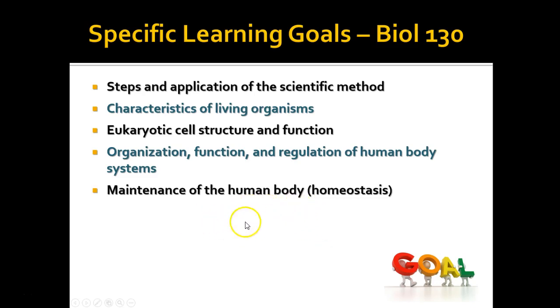Included in that is going to be something we call homeostasis, which is maintaining the body, and examples of that would be like your blood pressure, your blood sugar, your body temperature. Those are all things that are considered to be homeostatic mechanisms, and we're going to talk a little bit about that and how the body systems actually help control those things.